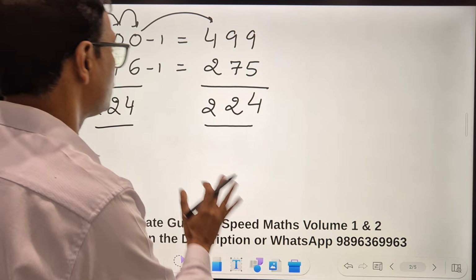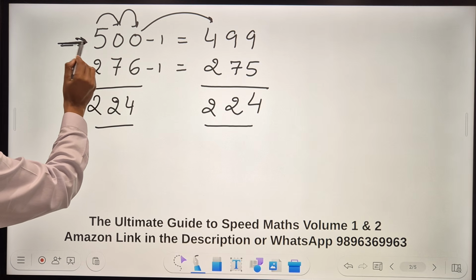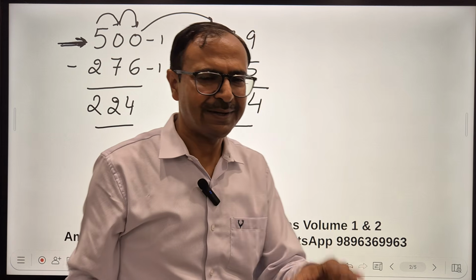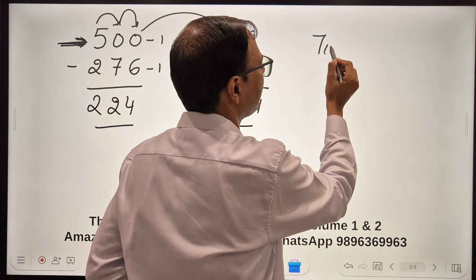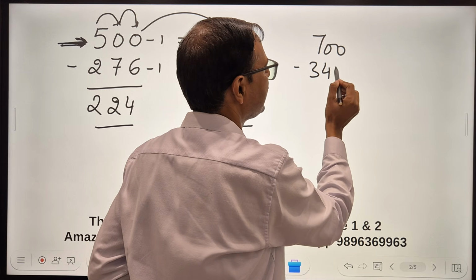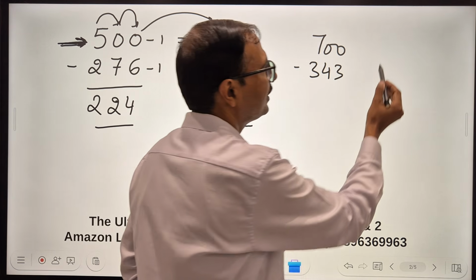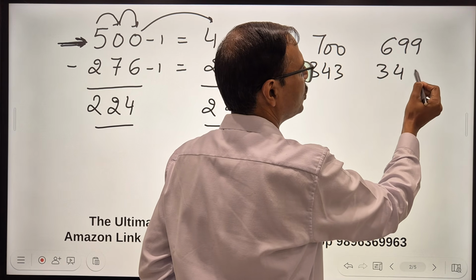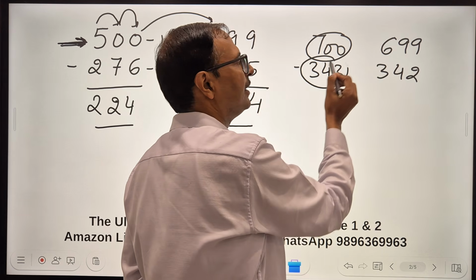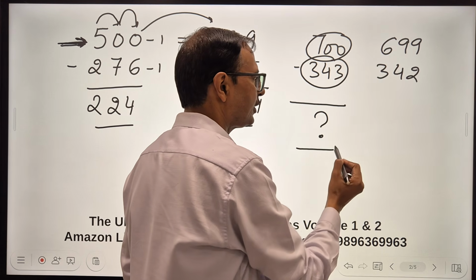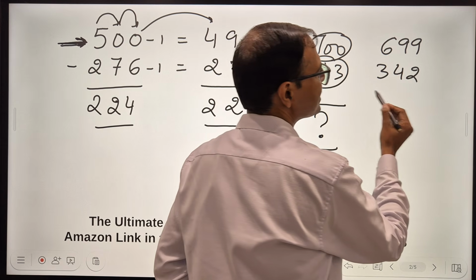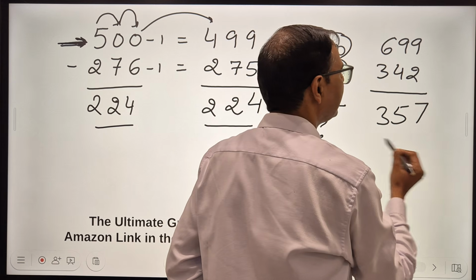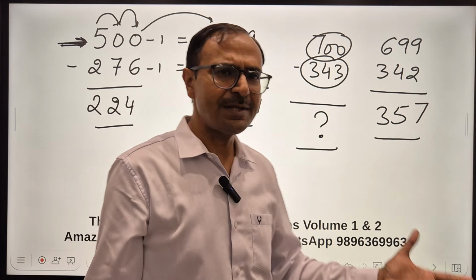Now this method can be used for base numbers. When the first number here is a base number, right? You want me to show one more example? Let's see. 700 minus 343 converted to 699 minus 342. See, I reduced this by 1 and this by 1. My answer, what I wanted to get here, will be the same as the one I get here. 9 minus 2, 7, 9 minus 4, 5, and 6 minus 3, 3. There we go. 357 is the answer.